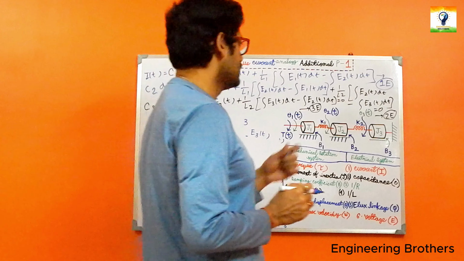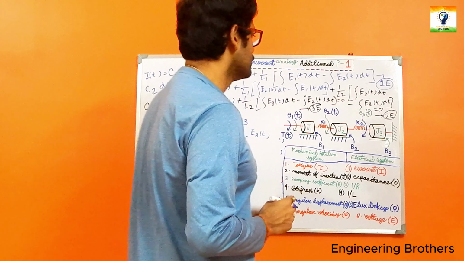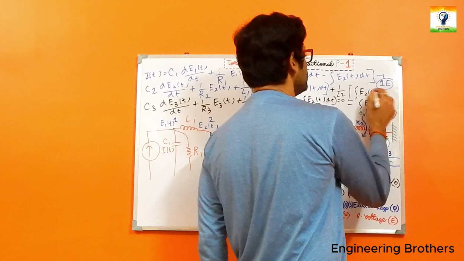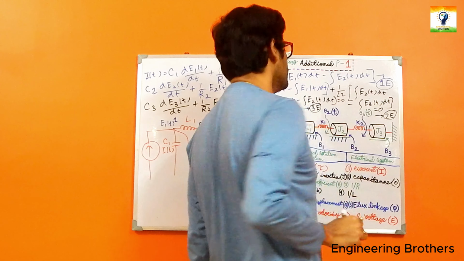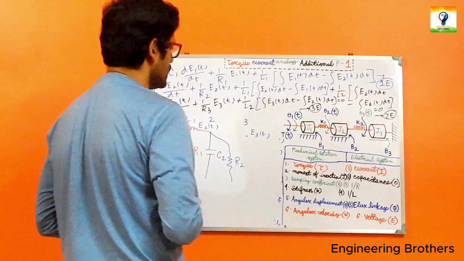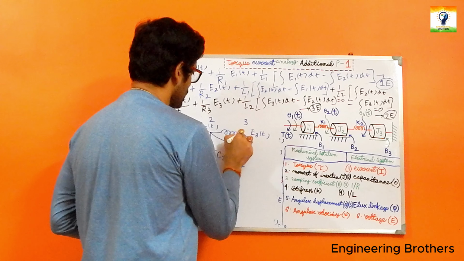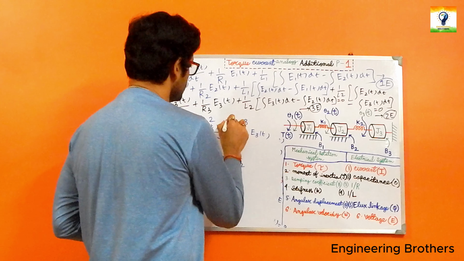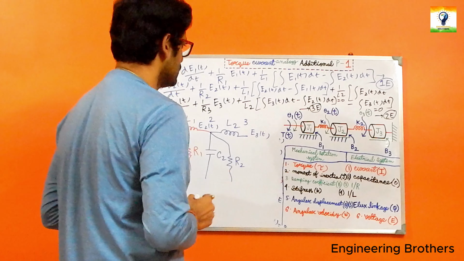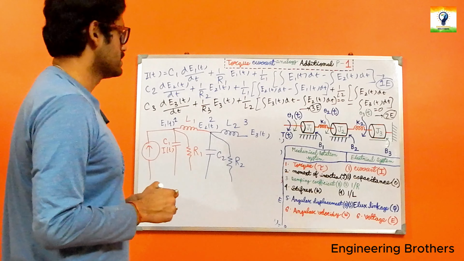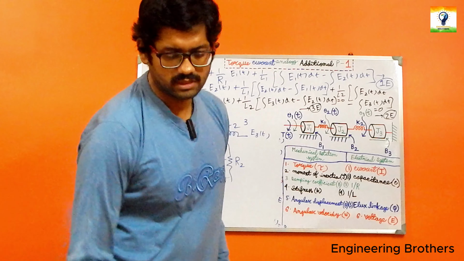Now go for the L2 part over here. In between our two voltages E2t and E3t, we do require to connect our inductor L2 over here. So let us connect that L2 part over here. So this is our L2, and this is the end of our equation 2.